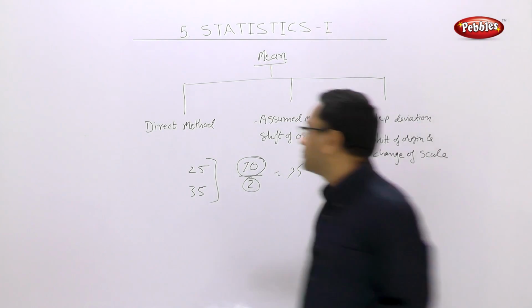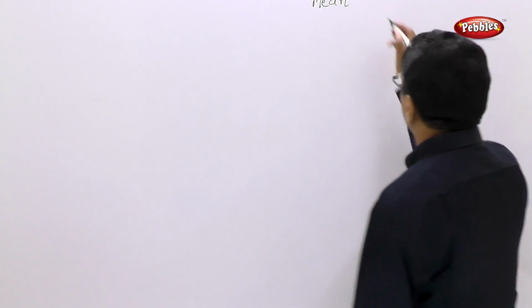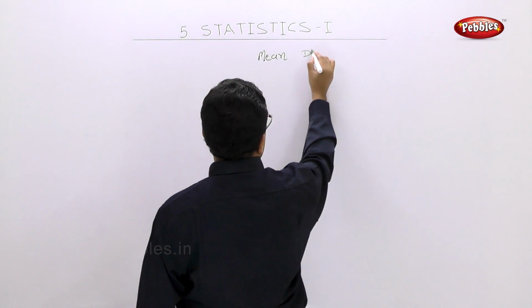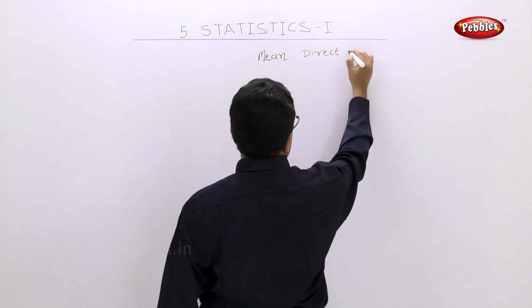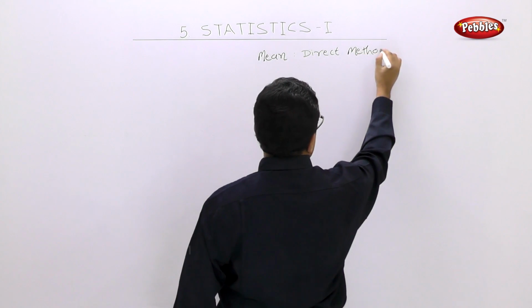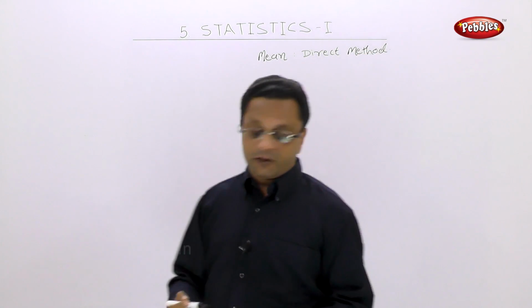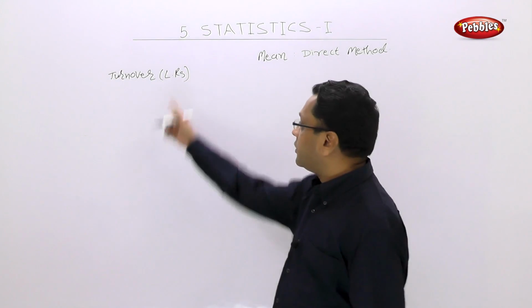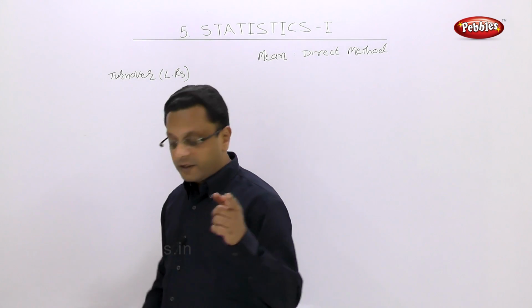Let us do that. So in the mean we are going to learn the direct method first. Now let us directly see one example. Below is the given distribution: turnover in lakhs of rupees of 50 departmental stores in a year. Find the mean turnover of a store. The turnover here is given in lakhs of rupees and the class intervals are given.